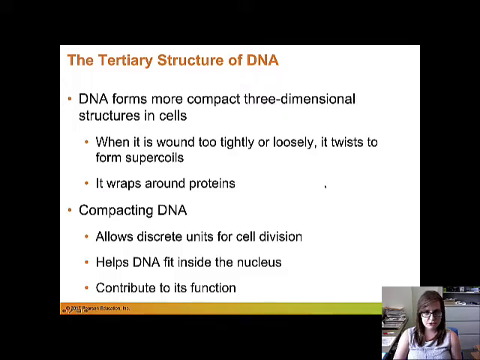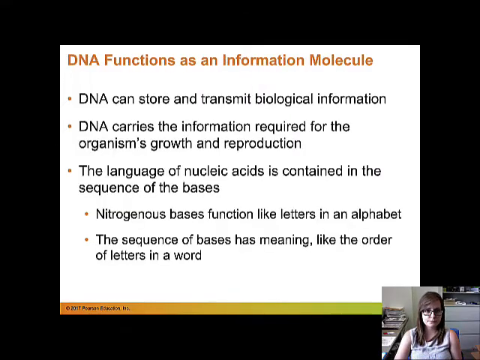So the tertiary structure, that was the secondary structure of DNA, this twisting, is when it forms a more compact structure. When DNA is wound too tightly or too loosely, it twists into supercoils, and it wraps around proteins. In eukaryotic cells, those proteins are called histones. And so it allows the DNA to twist on itself, and it compacts the DNA. This allows for discrete units for cell division. It helps the DNA fit inside the nucleus, and it contributes to its function.